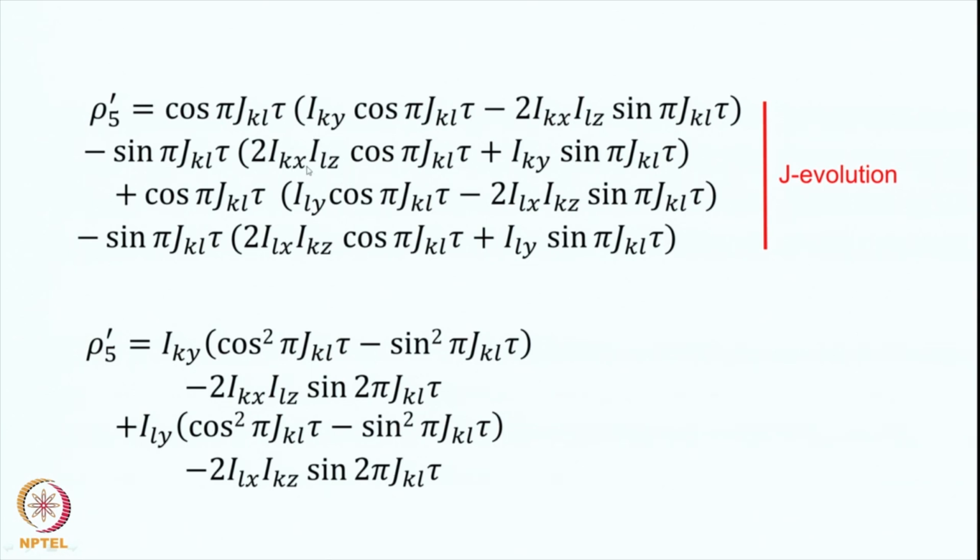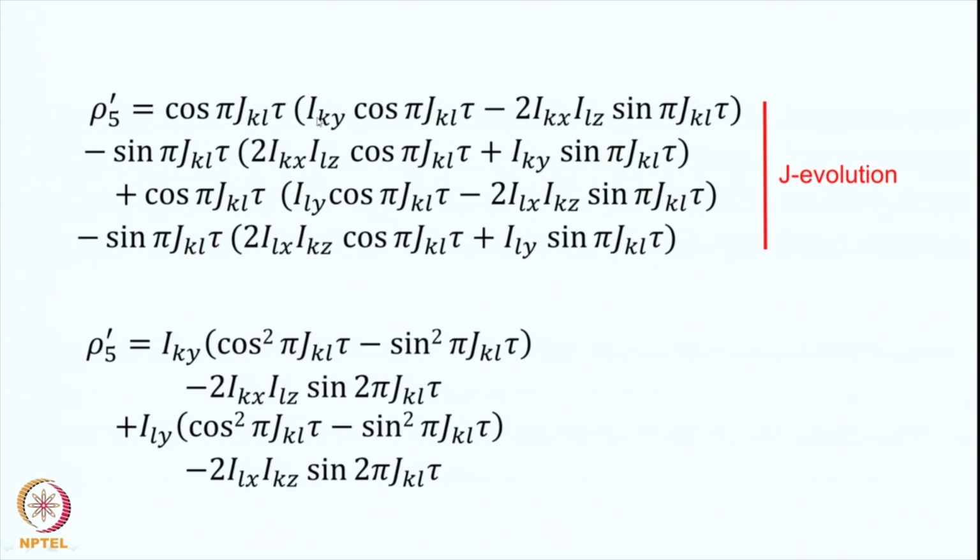You remember the summary: 2 IKX ILZ gives me 2 IKX ILZ cosine pi jkl tau plus IKY sin pi jkl tau. Similarly for the other term, cosine pi jkl tau times ILY cosine pi jkl tau minus 2 ILX IKZ sin pi jkl tau, and the last one, minus sin pi jkl tau times 2 ILX IKZ cosine pi jkl tau plus ILY sin pi jkl tau. So now we regroup these terms.